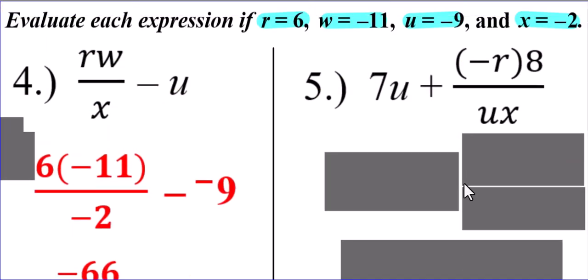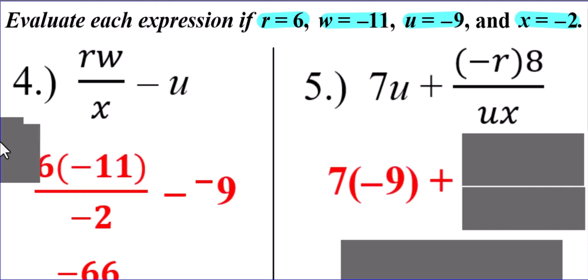Okay, problem number 5. Let's substitute the numbers in. 7u is 7 times negative 9. Now, I used parentheses here. You could have put a times dot in between instead, and then written the negative a little bit higher up so that we don't think it's subtraction. But I used parentheses instead. It's up to you which way you want to show that.